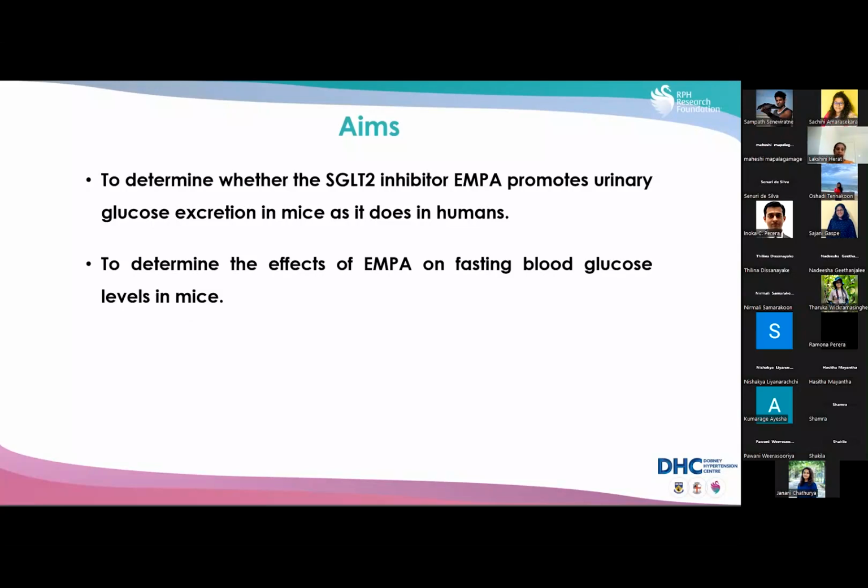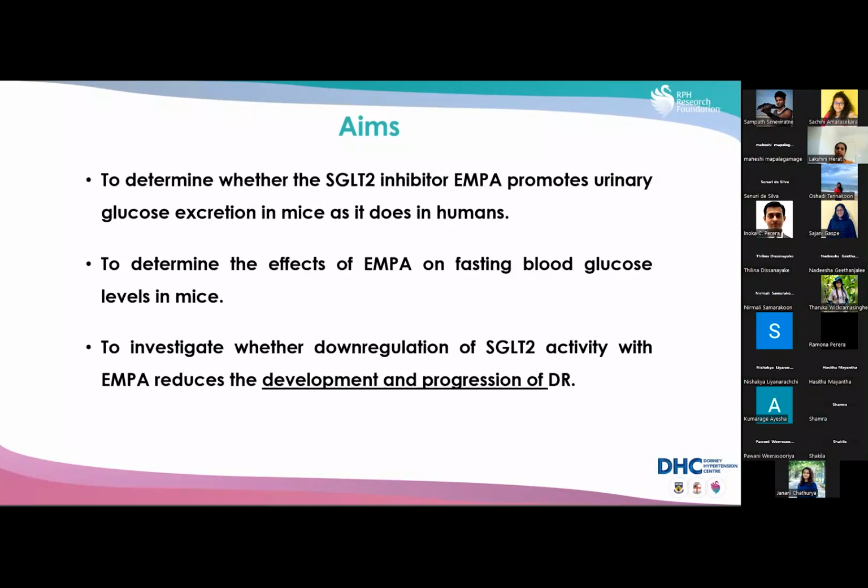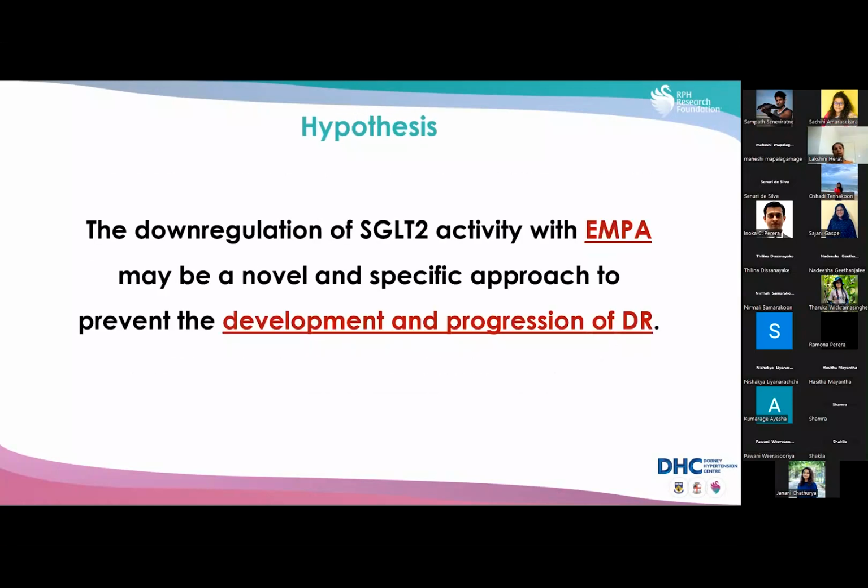And secondly, the aim was to determine the effects of EMPA, or empagliflozin, on parameters such as fasting blood glucose levels in diabetic mice. And lastly, to investigate whether the downregulation of the SGLT2 activity with empagliflozin reduces the development and progression of diabetic retinopathy. So our main hypothesis was that the downregulation of SGLT2 activity with EMPA may be a novel and a specific approach to prevent the development and also the progression of diabetic retinopathy.